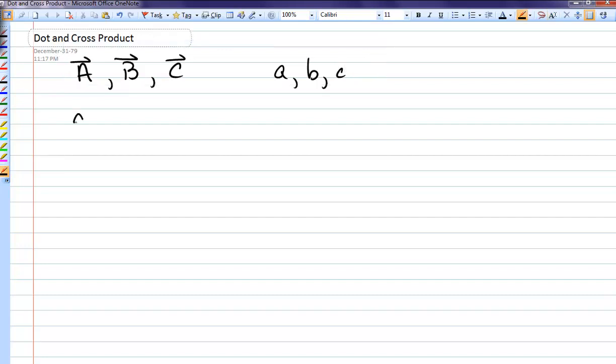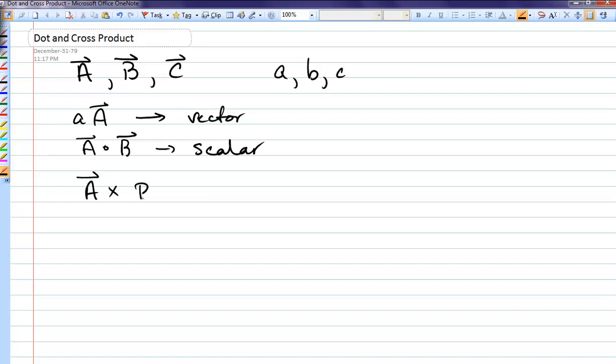So you can multiply a scalar times a vector, and the answer is a vector that has been changed in length by the factor a. You can multiply two vectors together in two different ways. You can either dot them, in which case the answer is a scalar. Or you can cross them, a cross b, and the answer here is a vector.